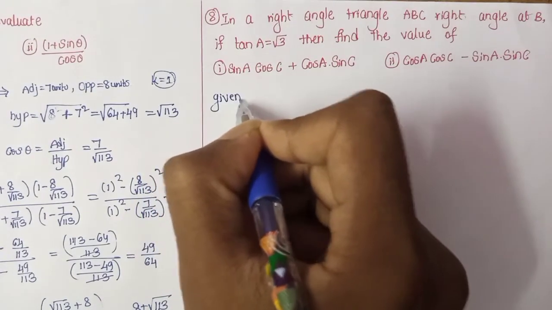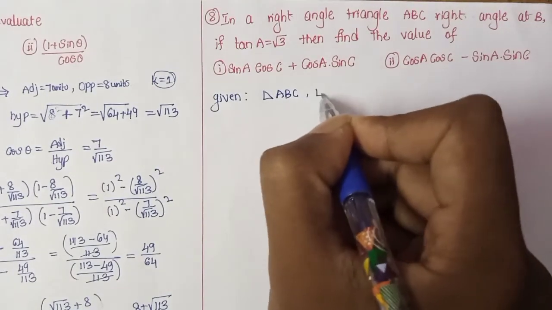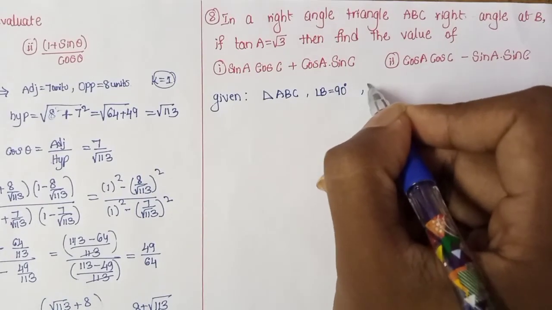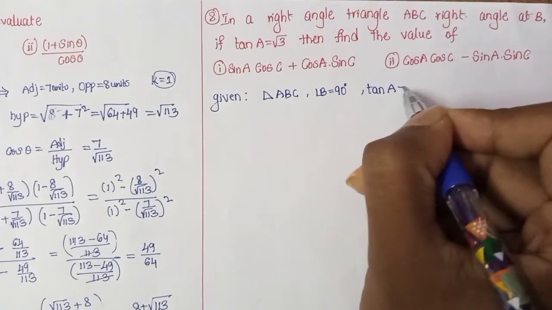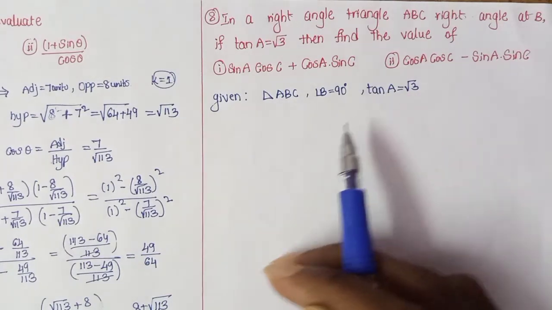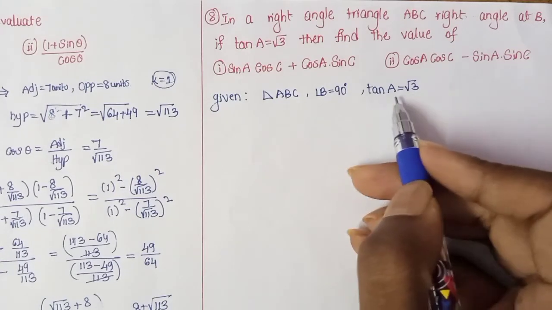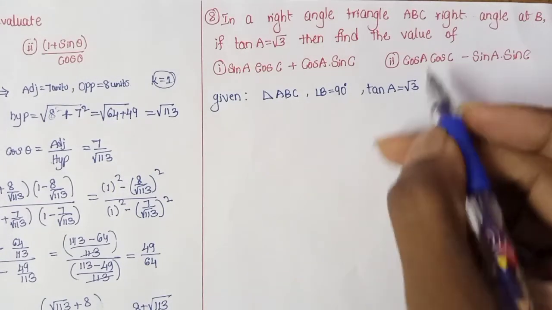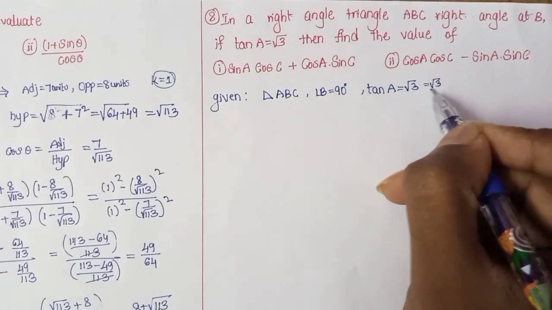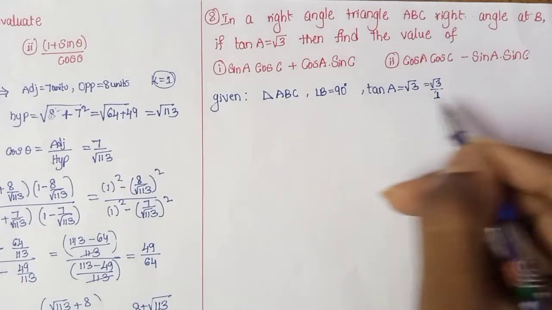Now, there is a right angle triangle ABC where the right angle at B is 90 degrees, and given tan A is equal to under root 3. So find the value of sin A cos C plus cos A sin C. They have asked some algebra of fractions. So here tan A is equal to root 3, but you have to understand that root 3 means root 3 by 1. There is a 1 in the denominator. So you can compare this with the definition.